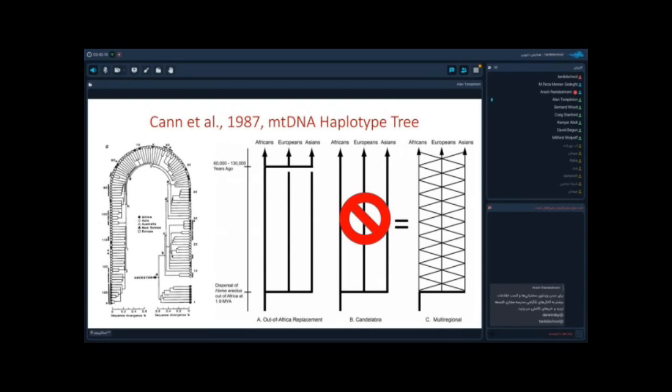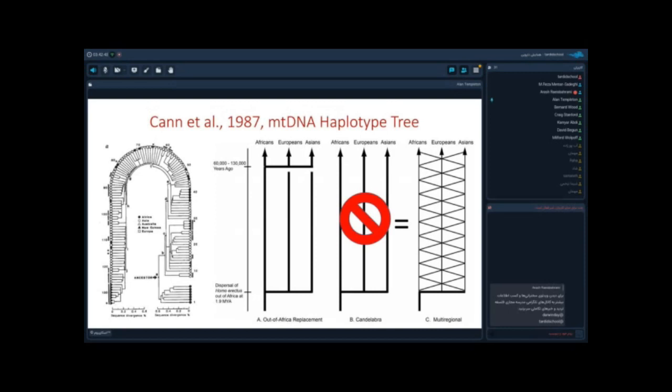So along came the Cann et al. paper in 1987, and this really had a big impact on much of the work that was being done. You saw this tree yesterday in Mark Stoneking's example, and the important thing is this is a tree of mitochondrial haplotypes, not of human populations. But it showed that there was a series of haplotypes. There was a major clade or branch going back to the common ancestor that were strictly African. And then there was everything else, which was found both in Africa and the rest of the world.